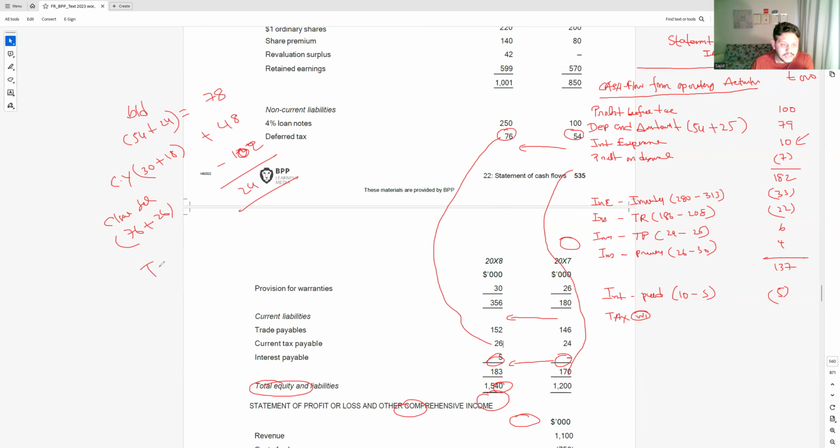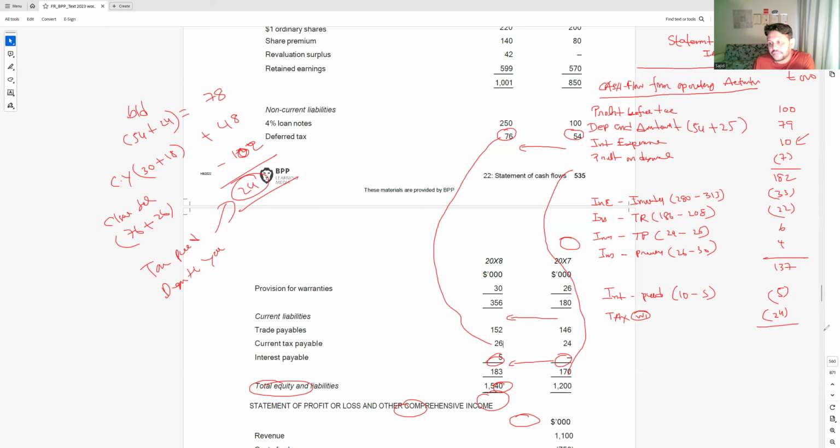So this is the tax paid during the year. This is the tax I paid during the year. So this is the money actually gone because of the tax during the year. 24. It doesn't matter how much the tax liability is, whatever it is, we are looking at how much tax we actually paid. So 24, I paid for the tax.